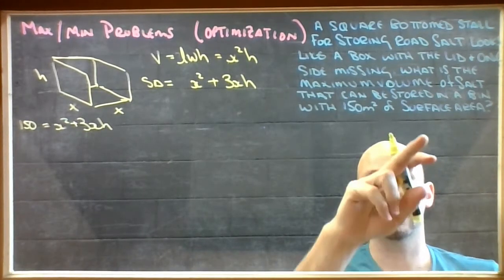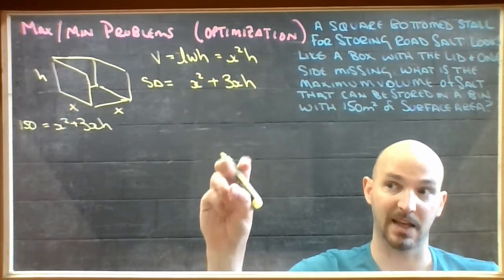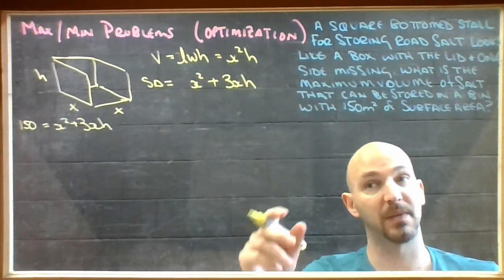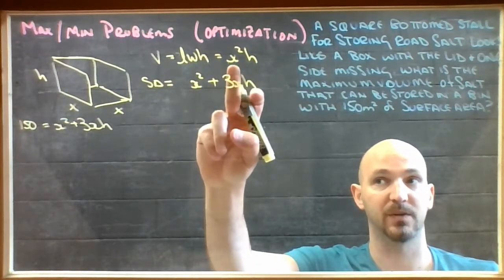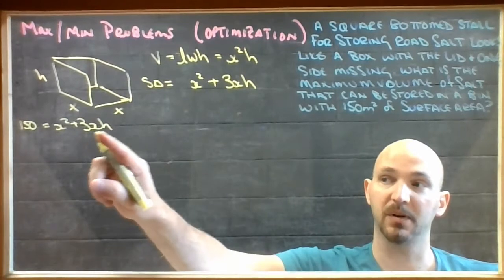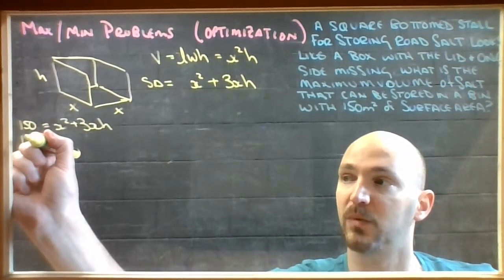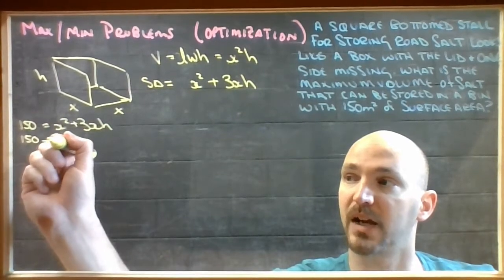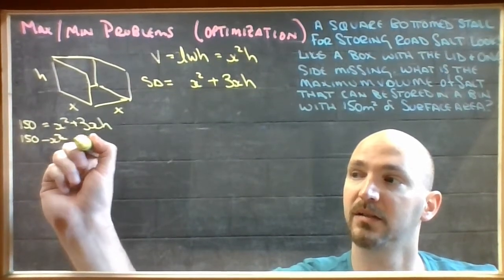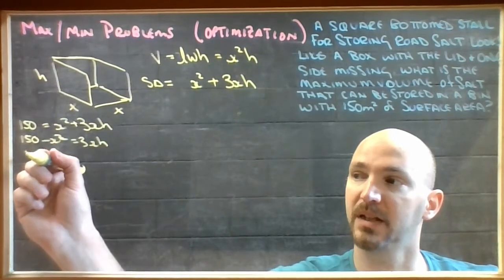Now I'm trying to get a volume, so I want to be able to sketch and find the max/min points of this volume equation, but I have too many variables in it. I need to get rid of the h. So I'm going to adjust this one so I have the h by itself. The 150 subtract x squared is 3xh, so divide by 3.